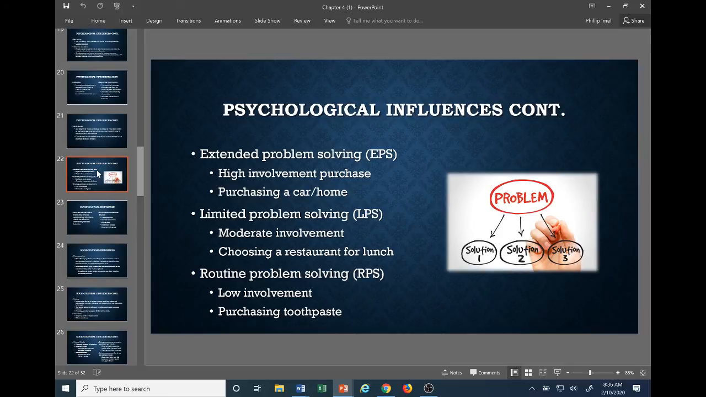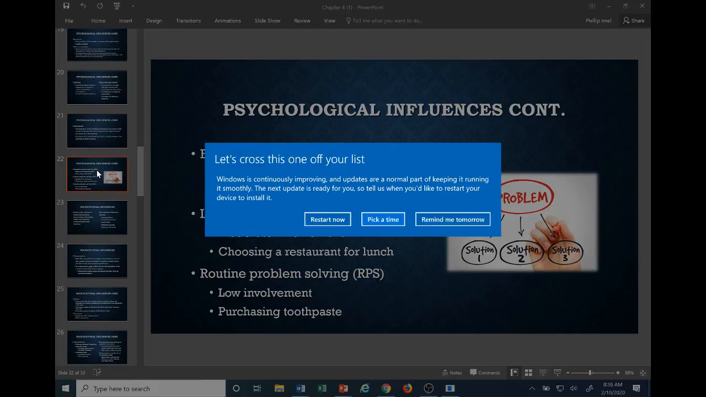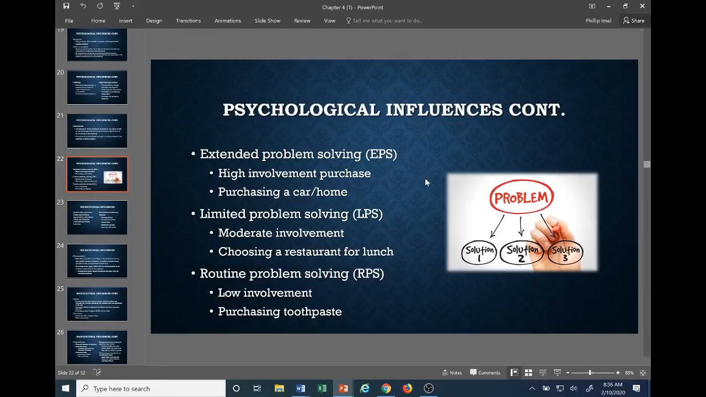We're not just going to walk up and be like, oh yeah, just give me that car. I don't care what brand it is. I don't care what kind of gas mileage it is. It's $50,000 here. Just give it to me. I mean, some people that are really wealthy might do that, but for the most part, 99% of people, remind me tomorrow. Most people are going to do the extended problem solving when purchasing a car or home.